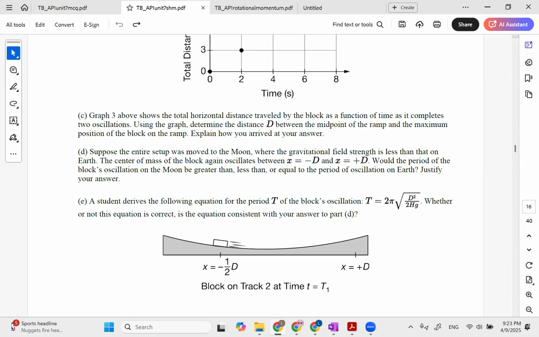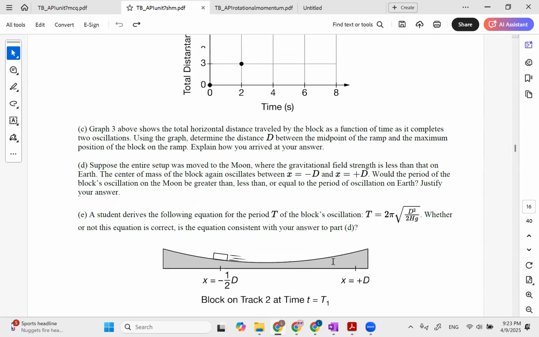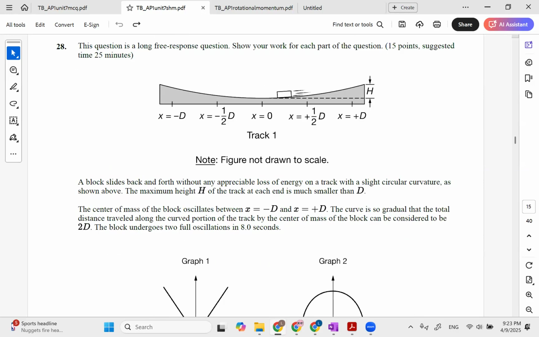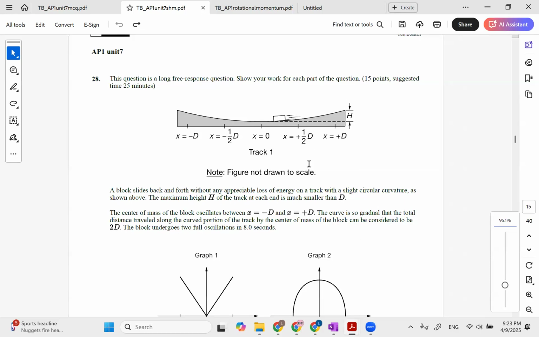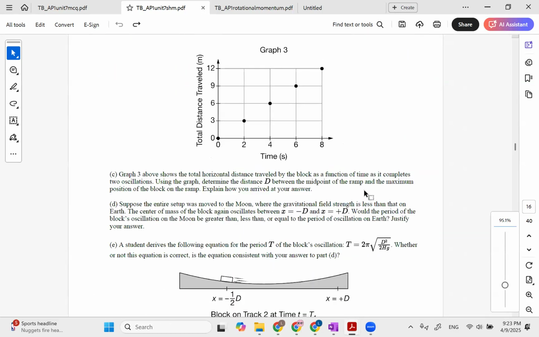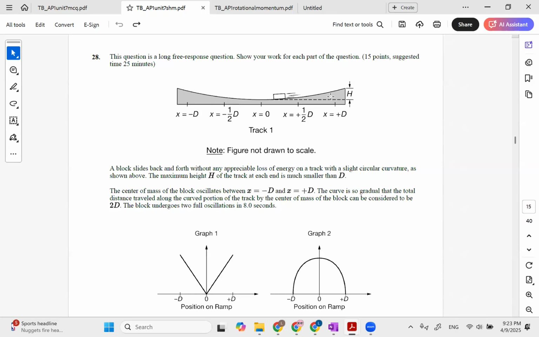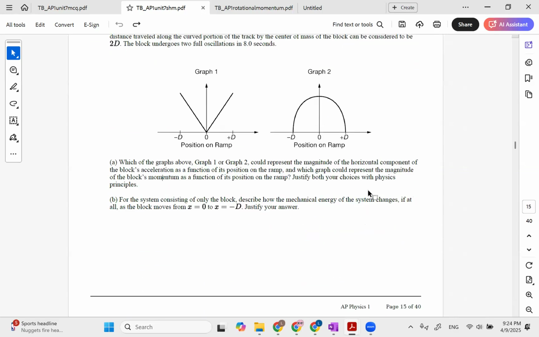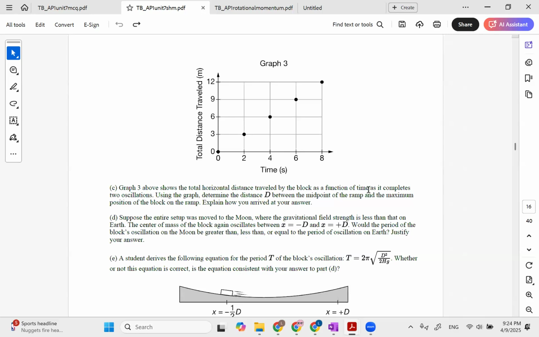Can I see the graph again? Yeah. Oh, wait, no, the graph 3. Yeah, thank you. You need to look at here, right? D to negative D. Did you download this package too? So that you can see it on your screen too.